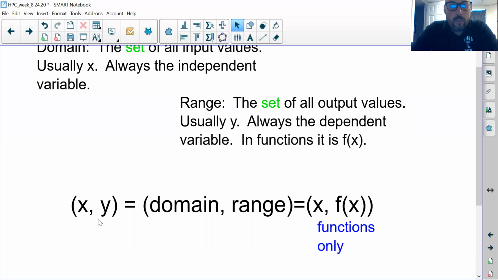We're all very familiar with ordered pairs like this, x, y, but you can think of it as domain comma range. The domain is first, that starts the chain reaction, and then the consequence is the range. So independent variable, dependent variable. And then using functions, it's x, and the result is f of x.